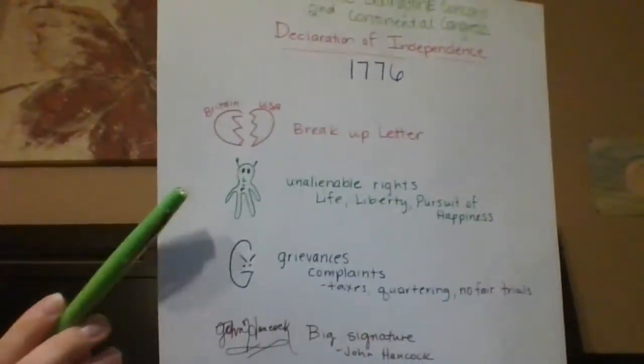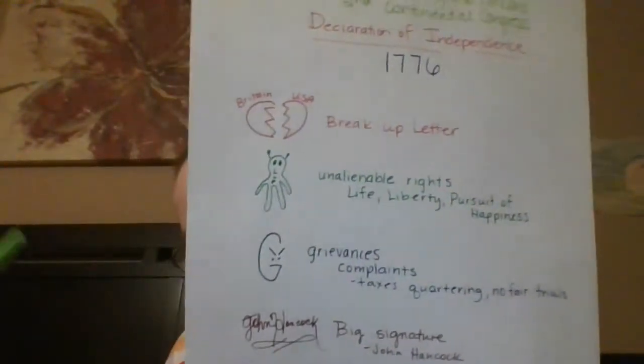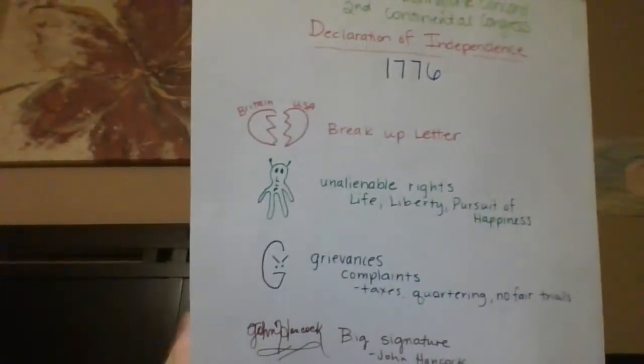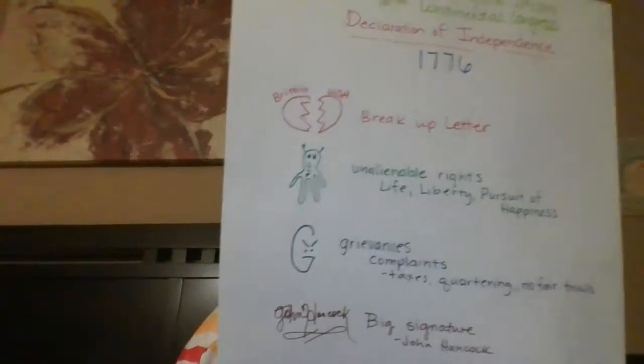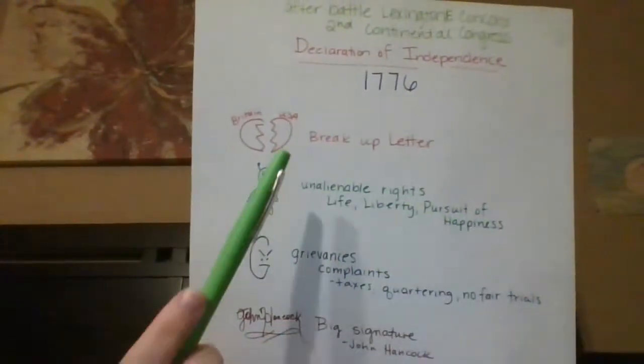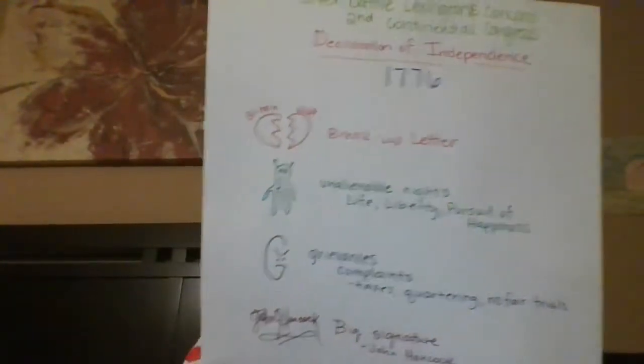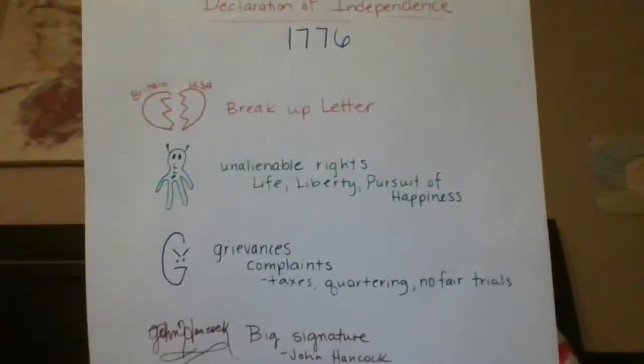The second thing is the unalienable rights. We call him withdrawal alien. His name is LLP. And LLP stands for life, liberty, and the pursuit of happiness. Unalienable rights are life, liberty, and the pursuit of happiness. It is actually important that you know what those 3 unalienable rights are.